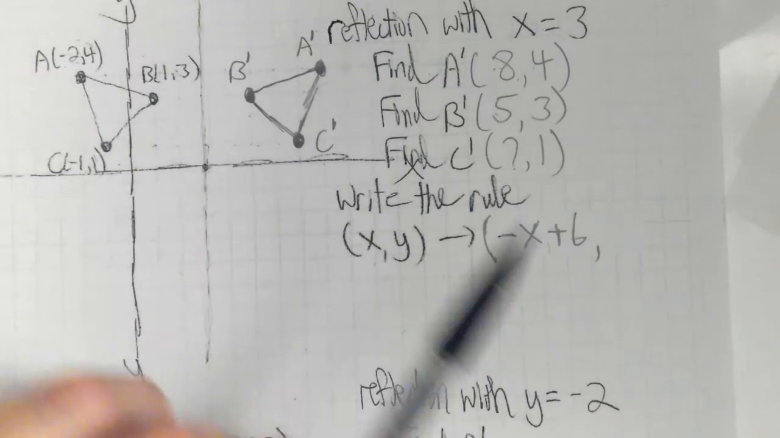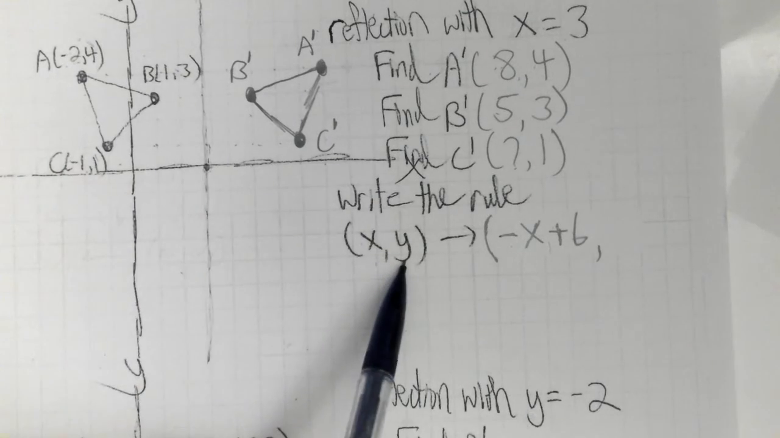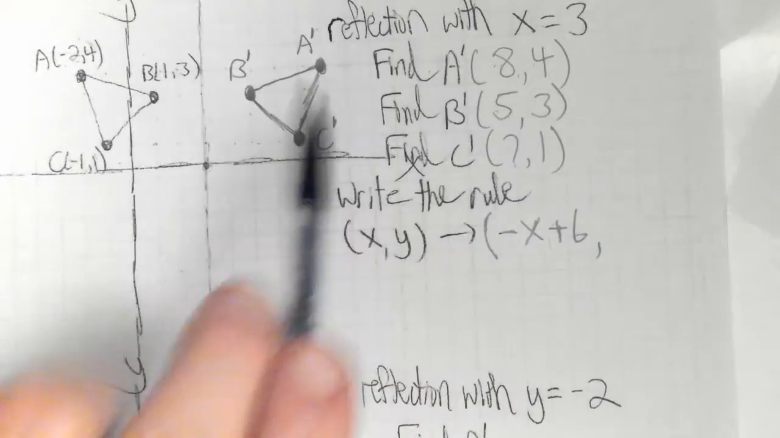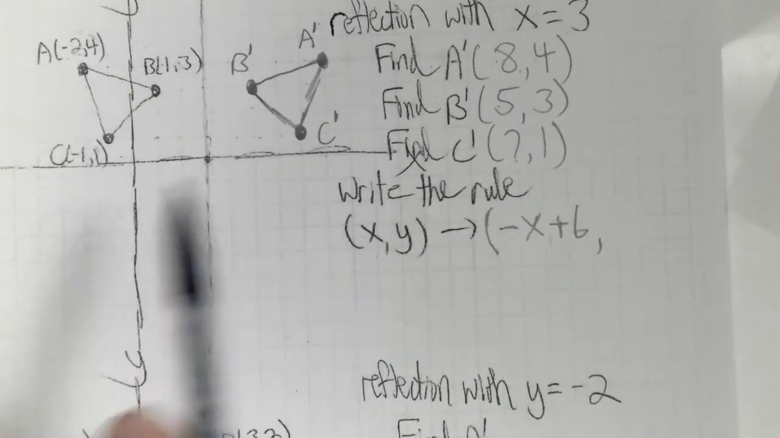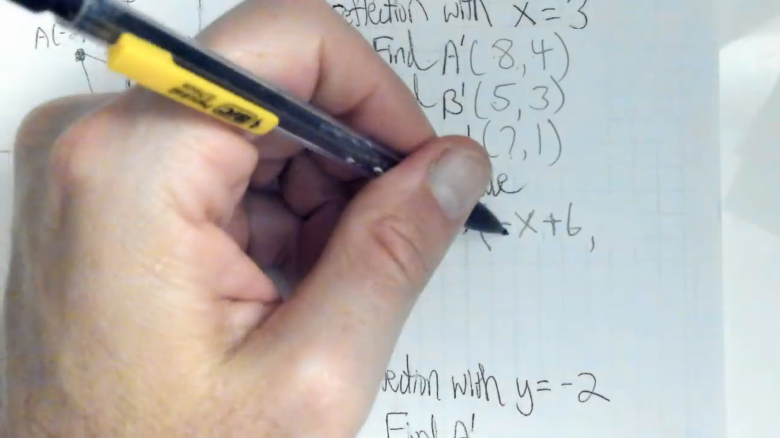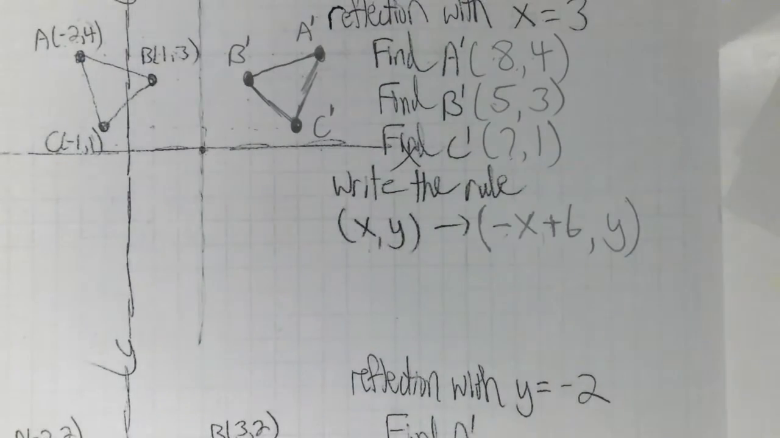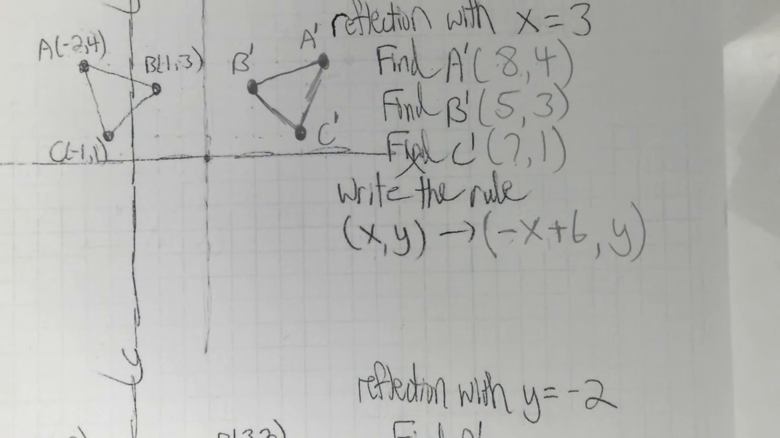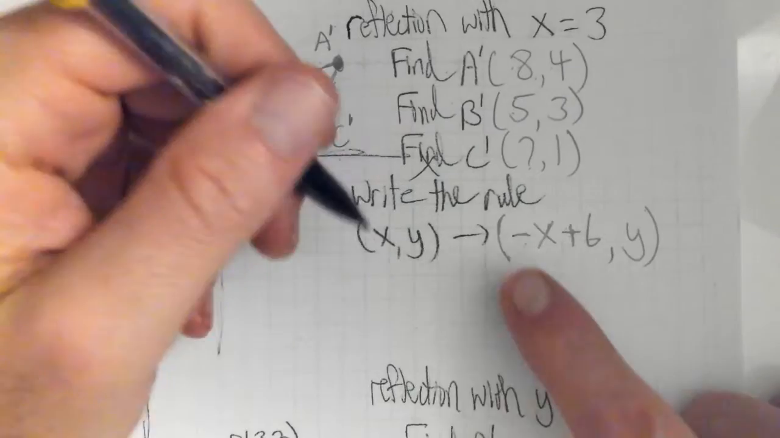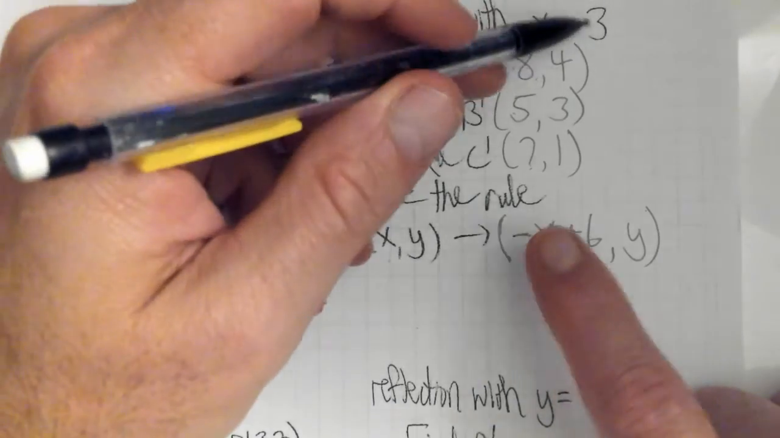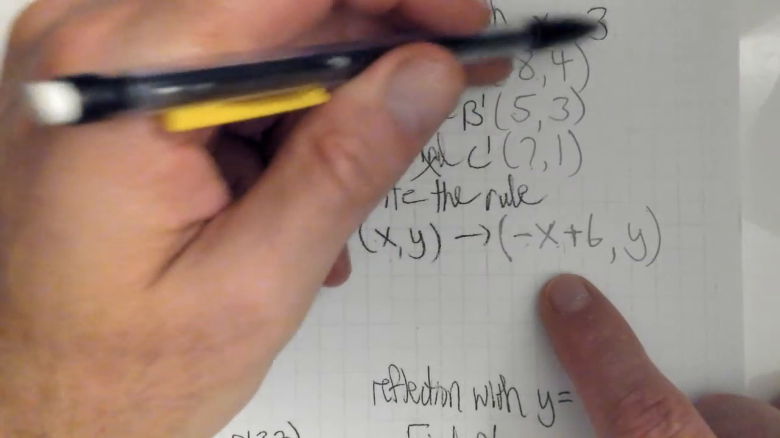All right. Let's see. And also, what did we say about the y-coordinate? It did not change. 4, 4, 3, 3, 1, 1. So it's -x plus 6, comma, y is how you would finish it, because the y number does not change at all. Okay? So again, change the sign, and then add this number times 2.